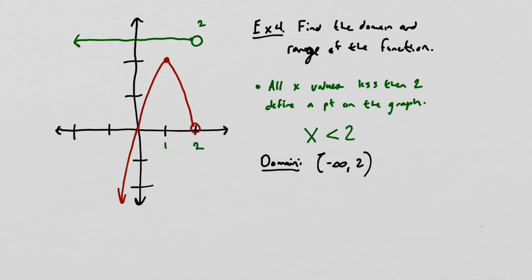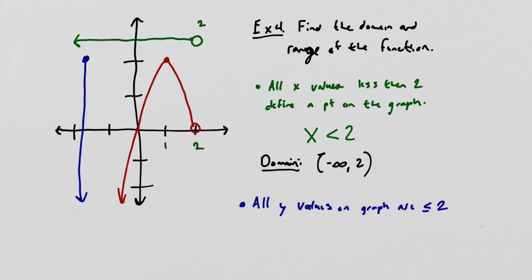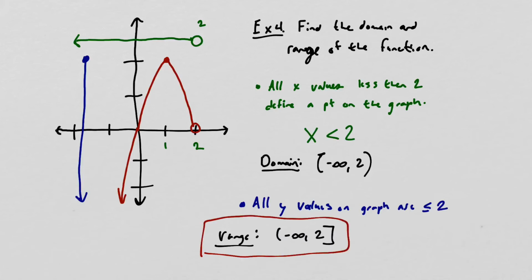And now to find the range, we just need to look at all possible y values on the graph. And we're going to go ahead and highlight this using blue. So the largest y value is 2, and all other y values are going to be lesser than 2, which means that all y values on the graph are less than or equal to 2, which means that the range of our graph is going to be equal to negative infinity to 2, including 2. And those are going to be our domain and range of this graph.